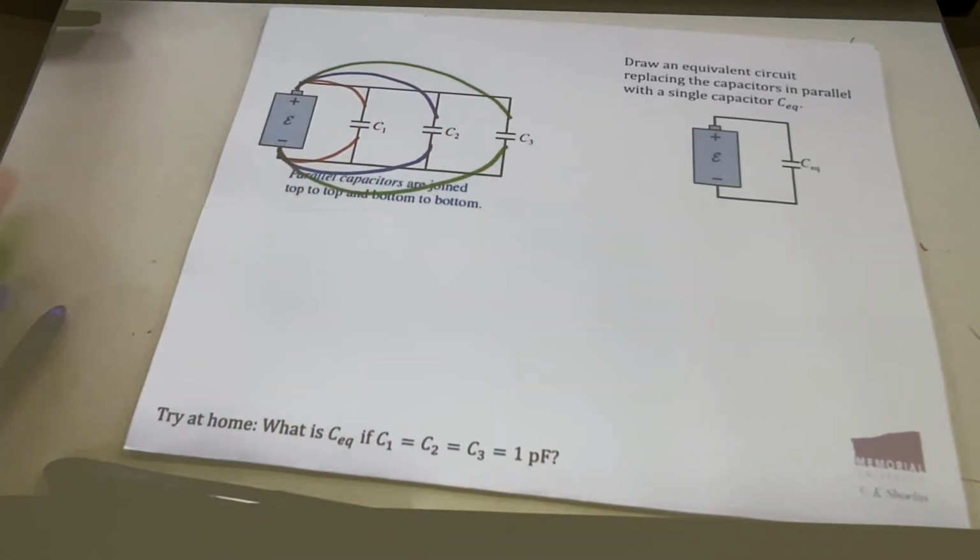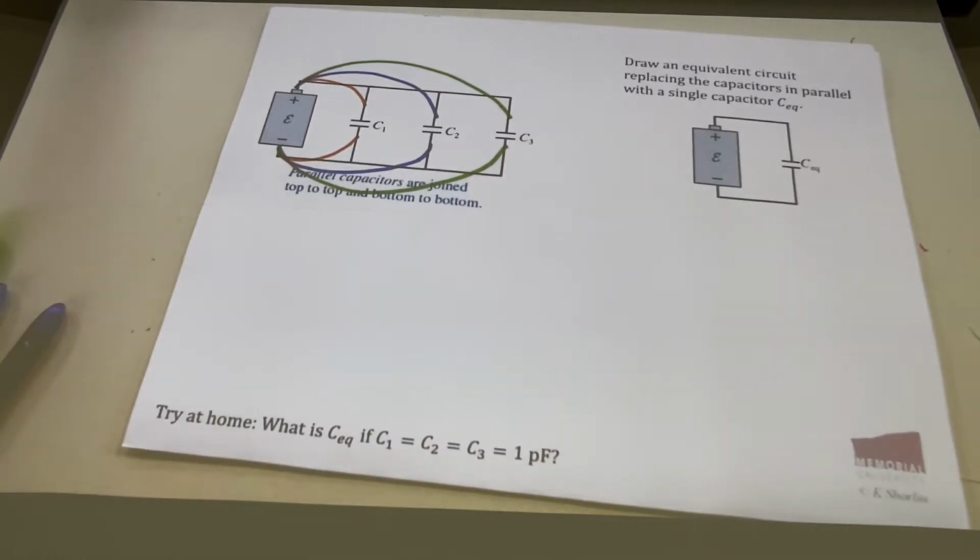So that's the difference between parallel and series connections. Things in series, capacitors in series all have the same charge. Capacitors in parallel all have the same potential. So that's going to be an important one to remember as we go through this section.